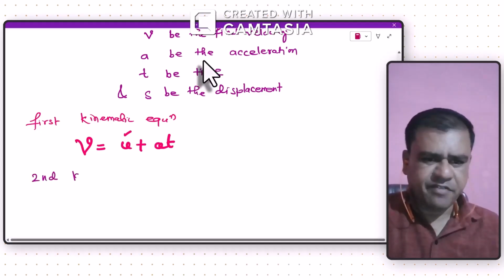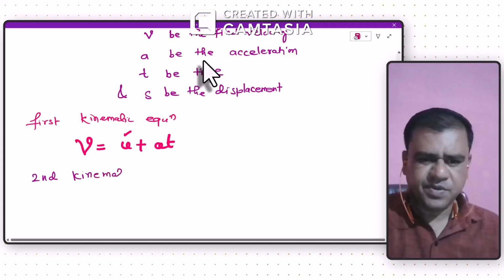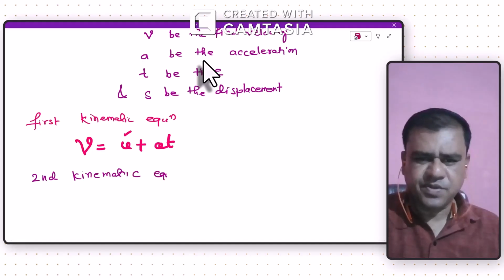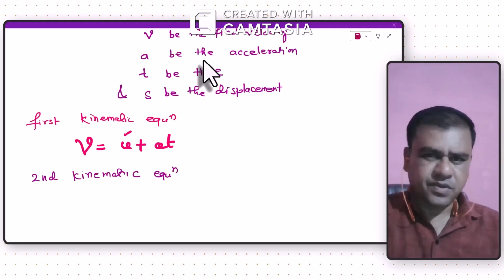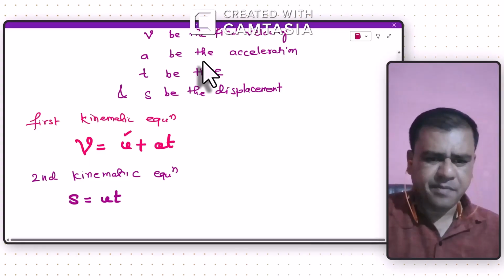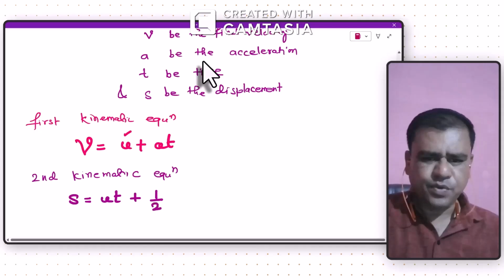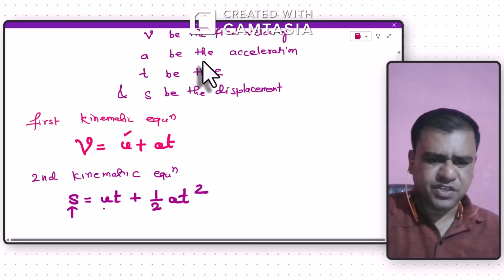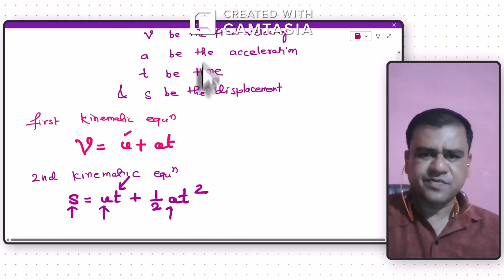Second kinematic equation can be derived as s is equals to ut plus 1 by 2 at square, where s is the displacement, u is the initial velocity, t is the time, a is the acceleration.